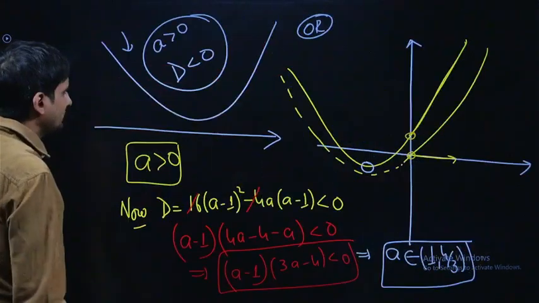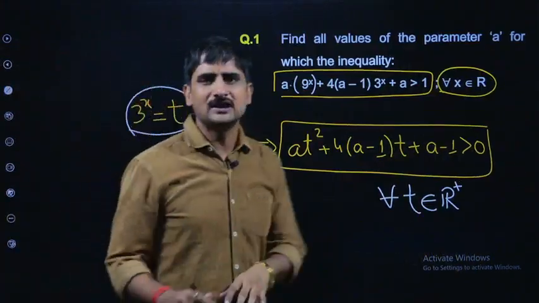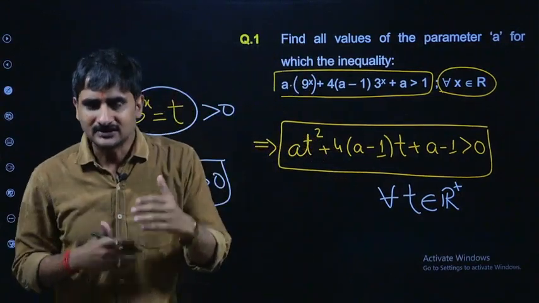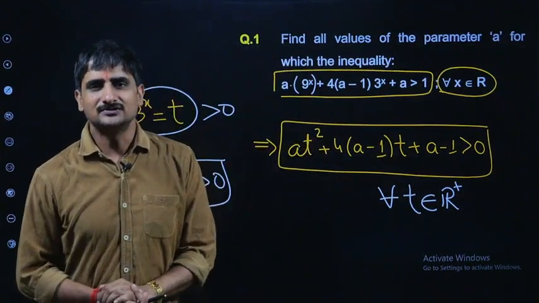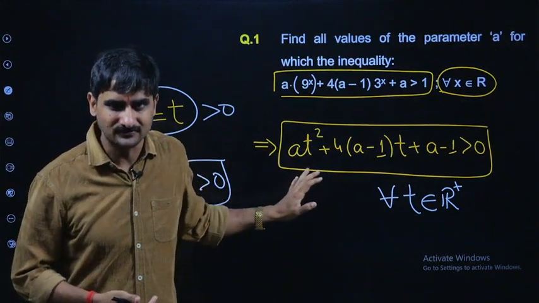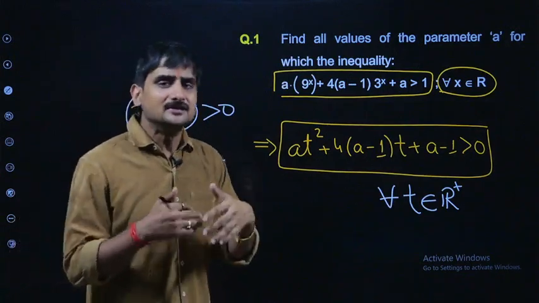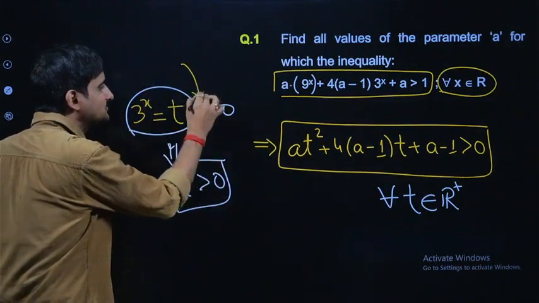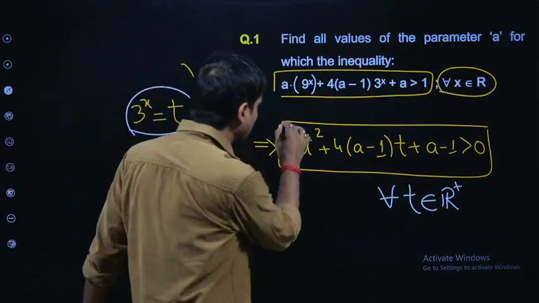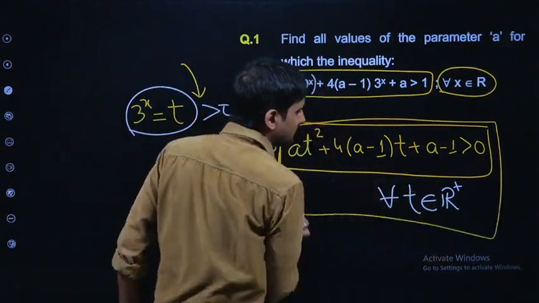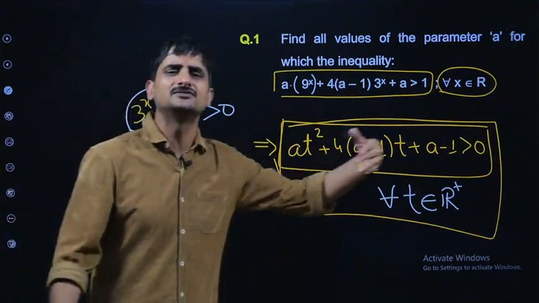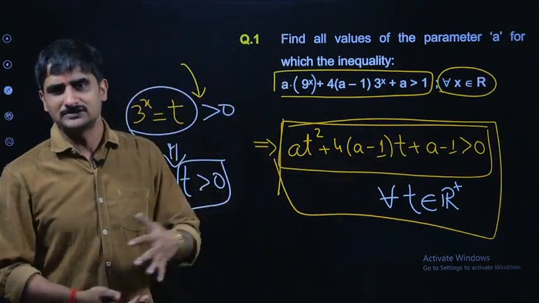So that was a question where we used the entire curve part of quadratics, bachcho, to solve this type of problem. I believe this question will be helpful. The important point was using this condition and then accordingly changing the statement of the inequality and then using the quadratic part. So that was the question for today, bachcho.